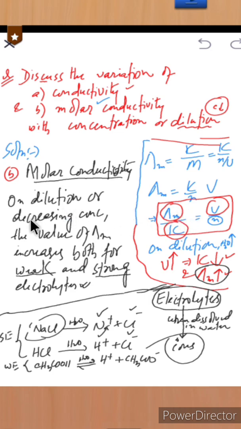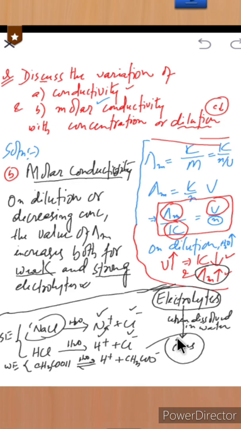So the reason I'm discussing here: on dilution or decreasing concentration, the value of lambda m, which is molar conductivity, increases both for weak and strong electrolytes, okay? For weak and strong electrolytes, the reasons for the increase in the value of molar conductivity are different, okay? So here I'm explaining about electrolytes.